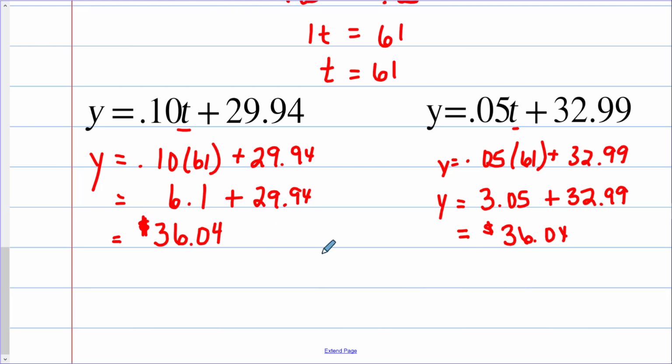So basically what this means is the point where both of these are the same would be 61, which would be my x coordinate on my coordinate graph, and this will be my y coordinate. So if I were to graph these two lines, they would meet at this point.